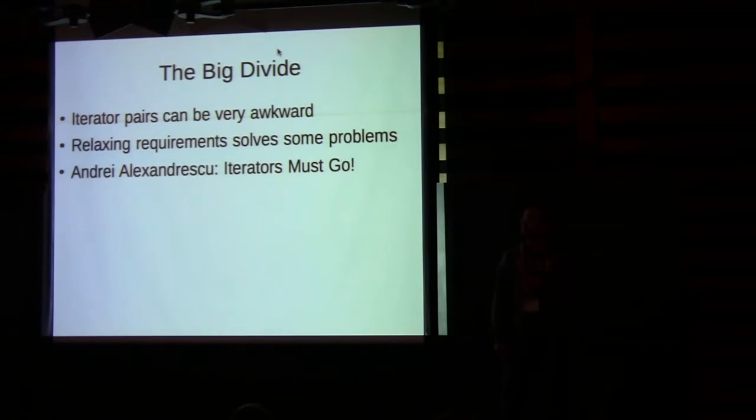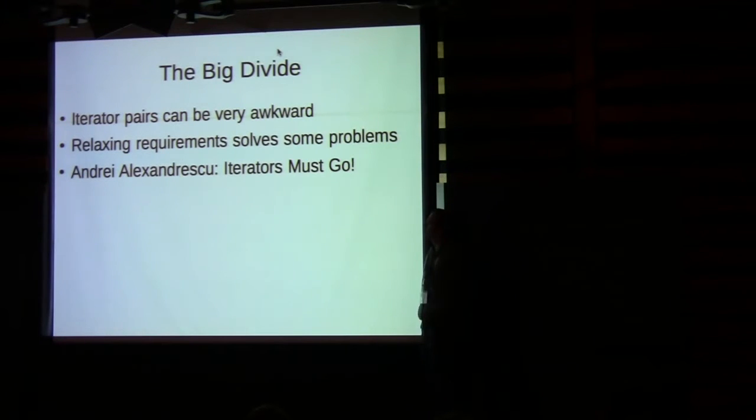So iterator pairs can be very awkward. If you have an algorithm that returns a pair of iterators, you can't just pass the result to a different algorithm that expects a pair of iterators. We have the efficiency issues. We have the adapter issues. Eric's library makes it better. It doesn't make it perfect. I don't think there is a perfect way to do this. And Andrei's solution to the whole thing was, iterators must go. Throw them away. Do something completely different.